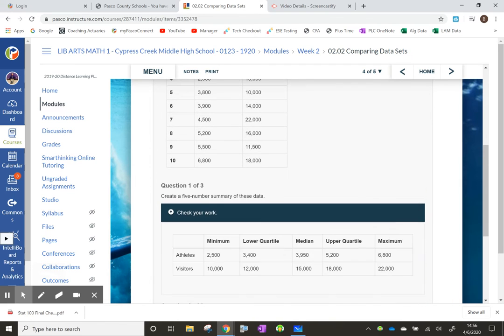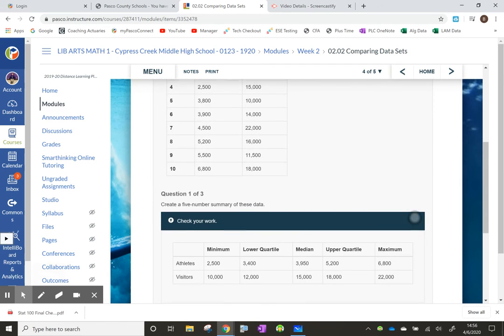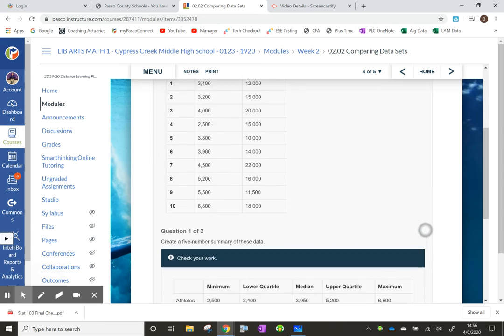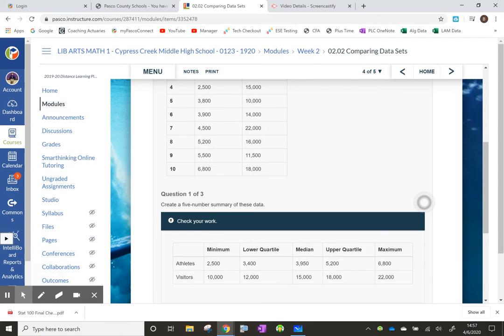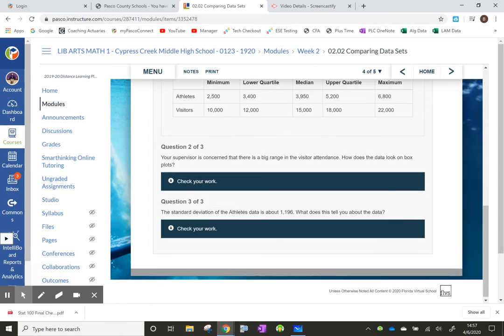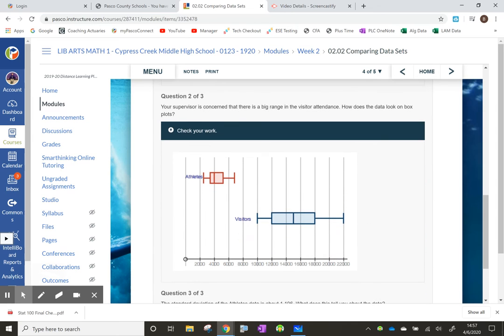So again, I've already shown you how to find the minimum, maximum, median, first quartile, and third quartile. Those values are already given here for the athletes and visitors. You also know how to make a box plot of them, so you could make a box plot, but here it is to show you.